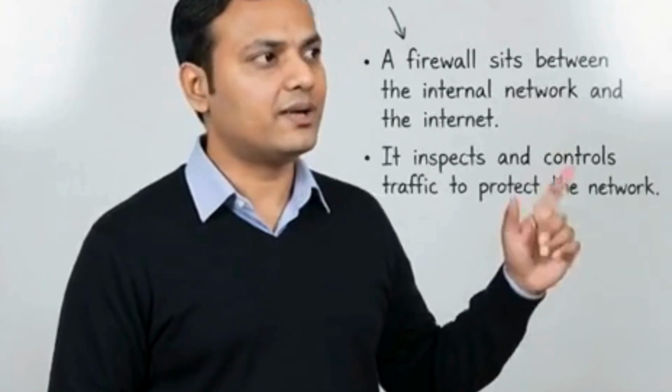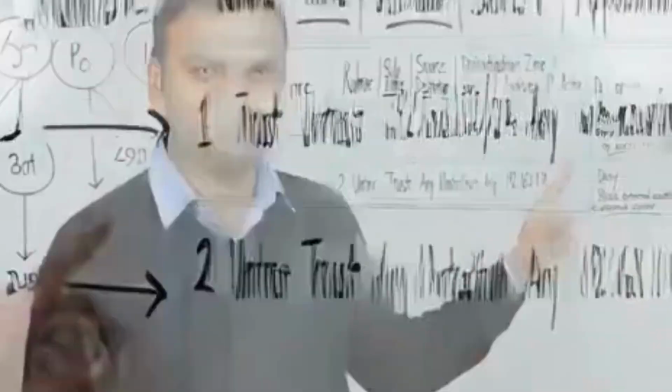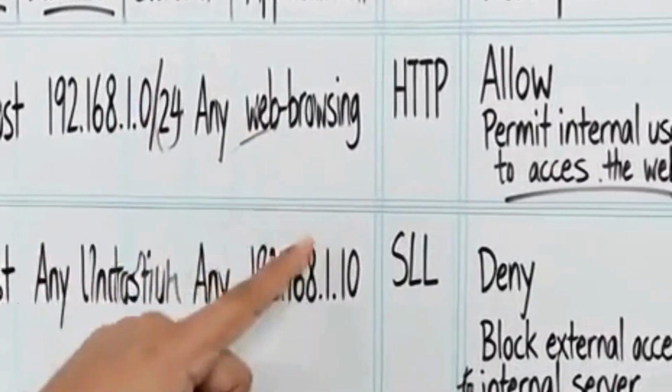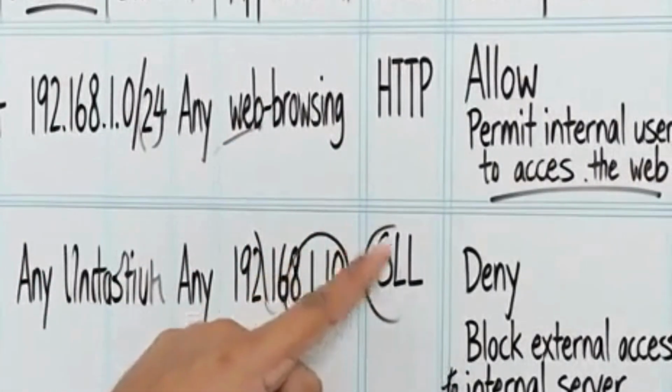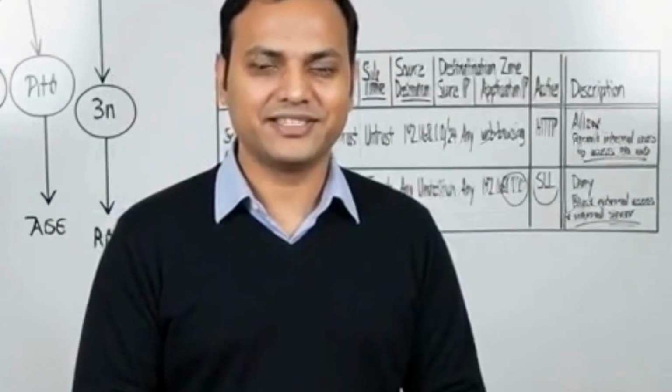The firewall evaluates the security policy rule. This determines whether the traffic is allowed or denied. For example, Rule 1 allows web traffic from the internal network. Rule 2 blocks external traffic for security.